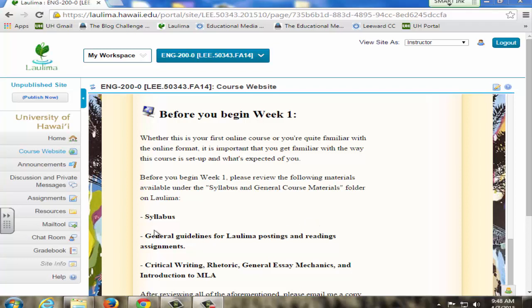The syllabus provides a breakdown of the coursework as well as the course focus. The general guidelines for Laulima posting and reading assignments provides guidelines for their more active reading assignments as well as informal Laulima postings. And the critical writing, rhetoric, general essay mechanics, and introduction to MLA provides an introduction to academic writing so that regardless of background, whether students have been in the classroom consistently over the last few years or haven't been to class in 10 years, they can be successful even from the start.